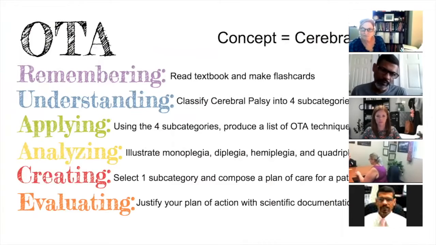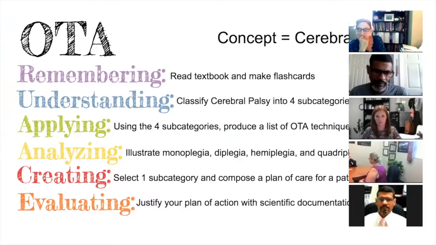But I picked the concept cerebral palsy. So if you were teaching that to your students, these are just examples again, and I hope my information is correct. Correct me if I'm not right. But at the remembering level, what you could do is ask the students to read the specific pages in the textbook associated with cerebral palsy, and then you could have them make flashcards for future reference. Then to take them to the understanding level, you could have them classify cerebral palsy into 4 categories. And those categories are monoplegia, diplegia, hemiplegia, and quadriplegia, right?